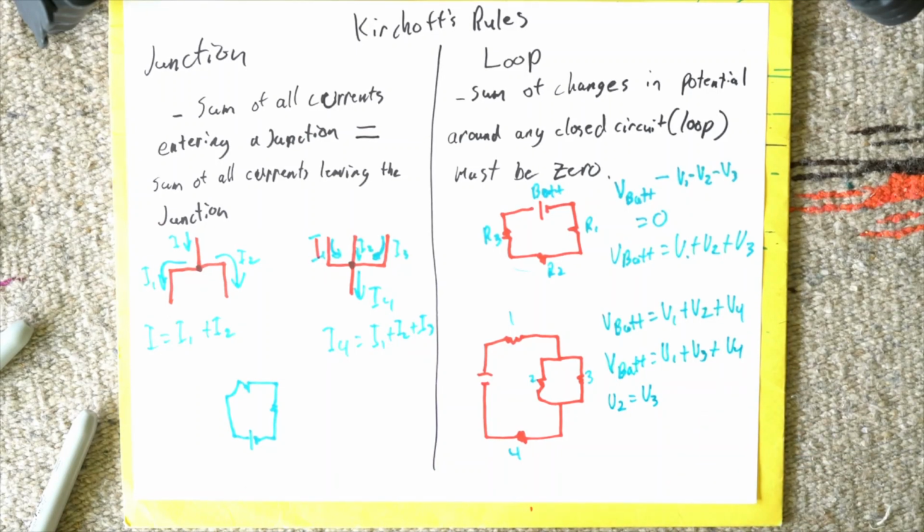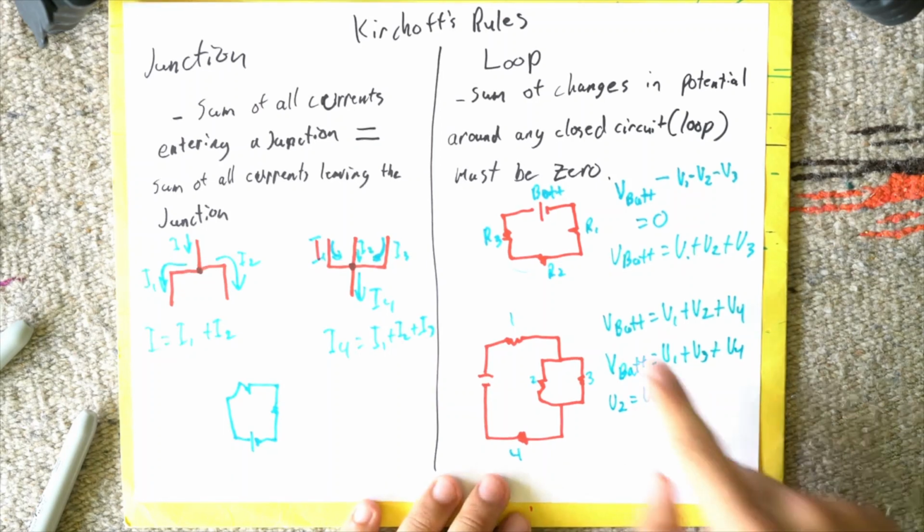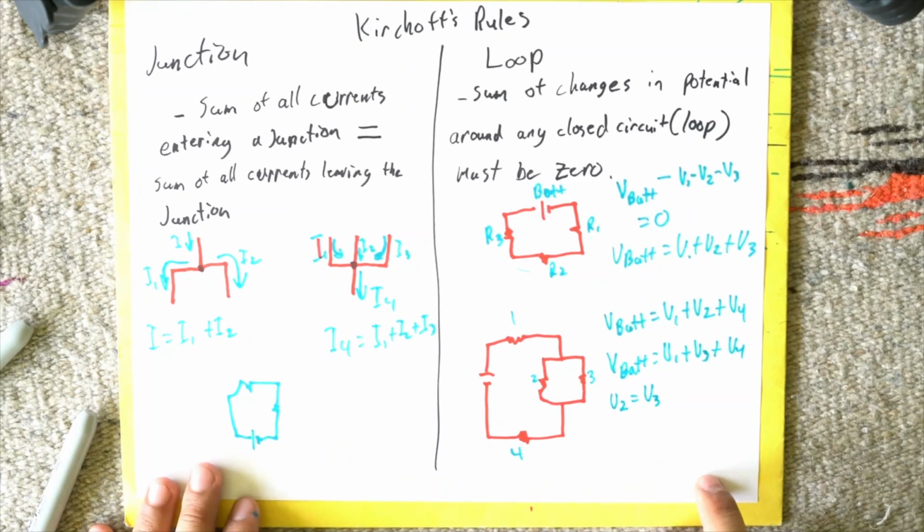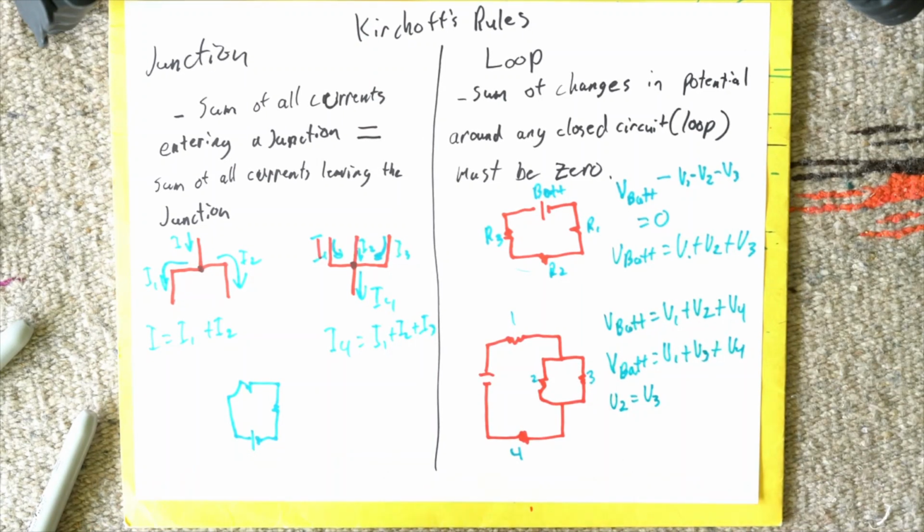So that is the loop law. Or you could do V battery minus all of these equals 0, which is the technical way of writing this, but for this class this makes sense. So hopefully this is clear to you.